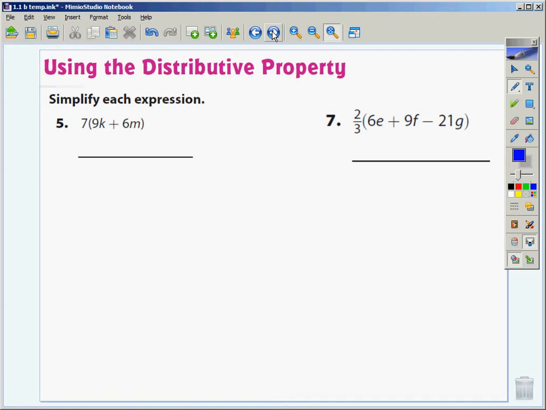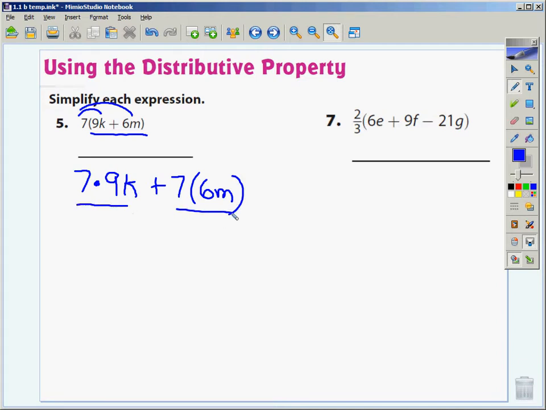I've got to make sure everything that's inside of this group gets the same part of what's on the outside of the group. I'm going to take that 7 and distribute it through the parentheses. I'm really taking 7 times 9k plus 7 times 6m. And I purposely wrote them different, showing that it doesn't matter which way you write them, that these both mean what?